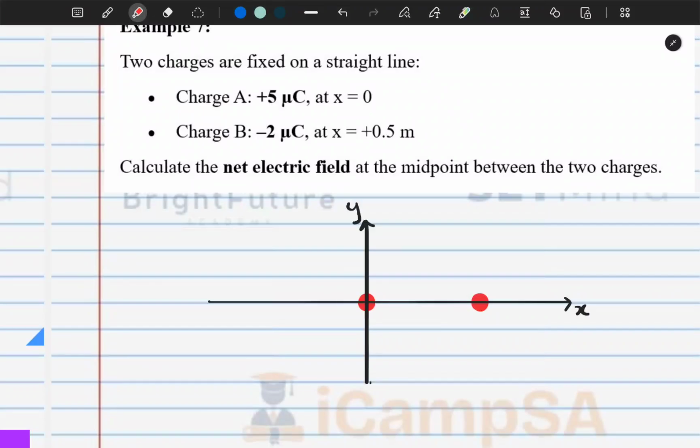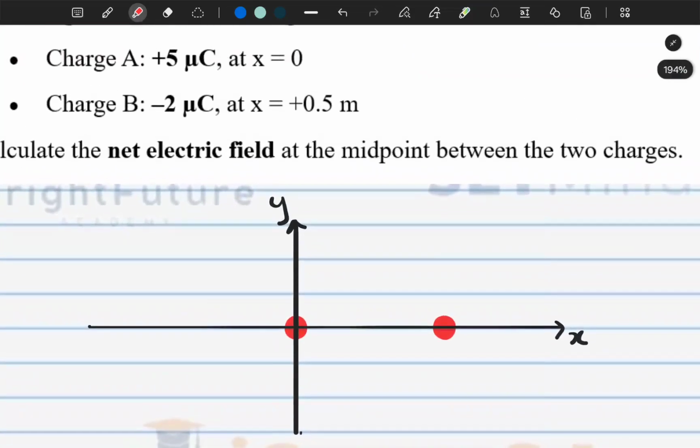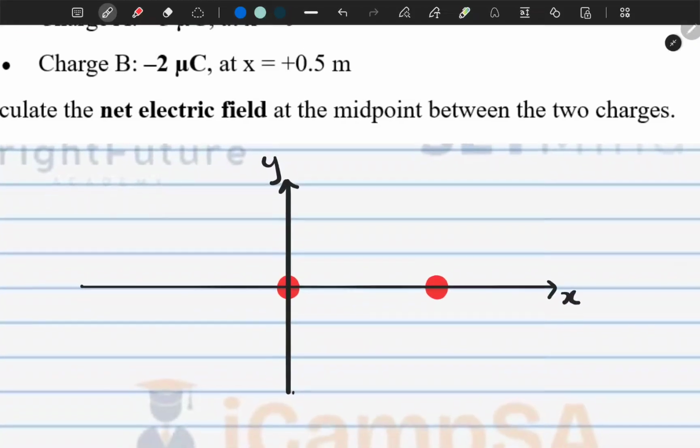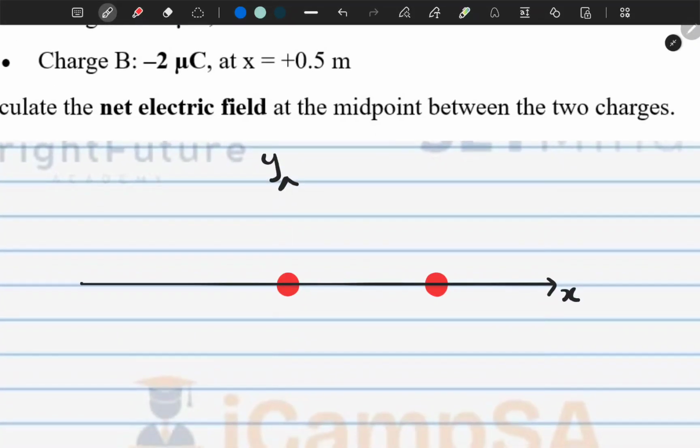So if this is 0, this point is at 0. Let me just make the y like this, just a dotted line. If this point is at 0 and this is at 0.5, we know that therefore the distance between them has to be 0.5. This distance has to be 0.5 meters, because it's a simple Cartesian plane.